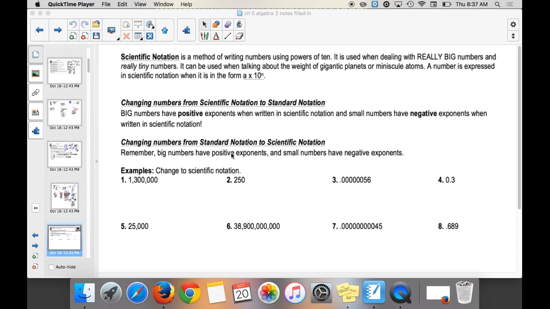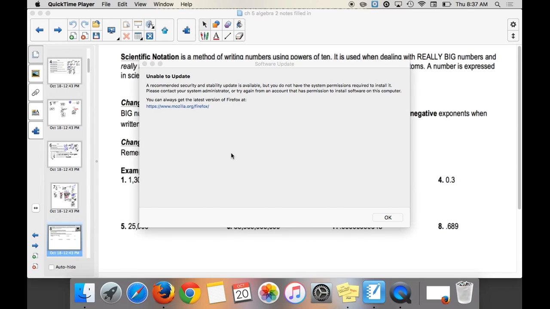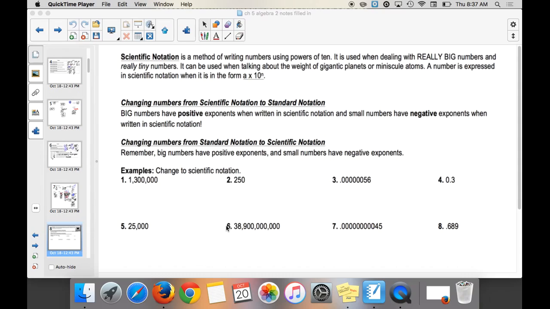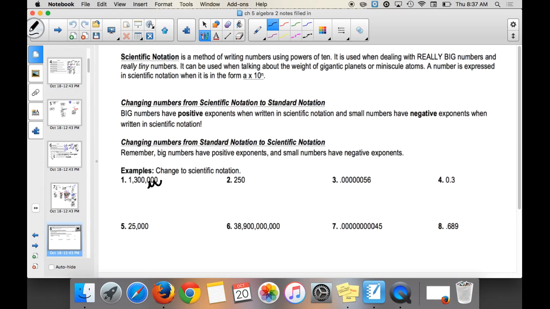So the first one, it says change to scientific notation. So if we have 1,300,000, is this a big number or a small number? It's a big number, right? So when we are writing this in scientific notation, we're going to first try to get our number. Do you guys remember, between 1 and 9.999? So basically there's 1 number and then a decimal point, not 0 and then a decimal point. Okay, that's the rule. So we're going to move our decimal place over, and we're going to move it 1, 2, 3, 4, 5, 6 places to make that number 1.3.